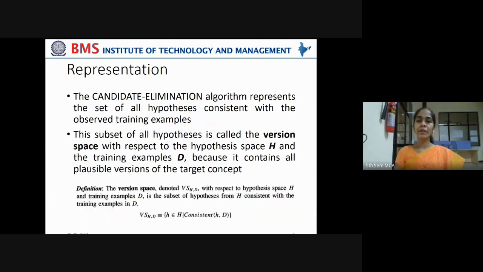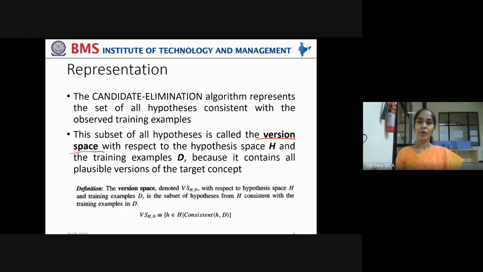Now the candidate elimination algorithm represents the set of all hypotheses consistent with the observed training examples. How does the candidate elimination algorithm start? It starts with the set of all hypotheses. It doesn't start with a single hypothesis. It starts with the largest possible number of hypotheses, and it tries to eliminate those hypotheses in order to arrive at a final hypothesis that better explains the training examples and could generalize well to unseen examples. This subset of all hypotheses is called the version space.